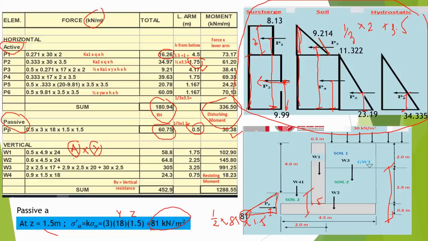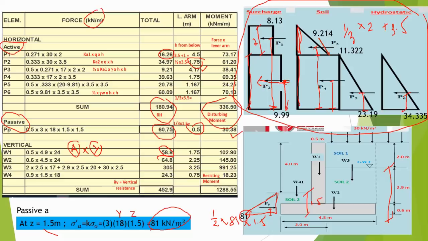So, kita tengok W1 ni. Dia punya base ialah 0.5. Height dia ialah 4.9. Height ni, concrete ni. Yang petak ni. 4.9. So, times darab dengan unit weight dia. Unit weight untuk concrete lah 24. So, you calculate total dia lah 58.8 settle. W2 sama pula. Area darab dengan unit weight. Area of the concrete this. So 4.5 darab dengan 0.6 darab dengan unit weight dia. Concrete 24. You can get 64.8.